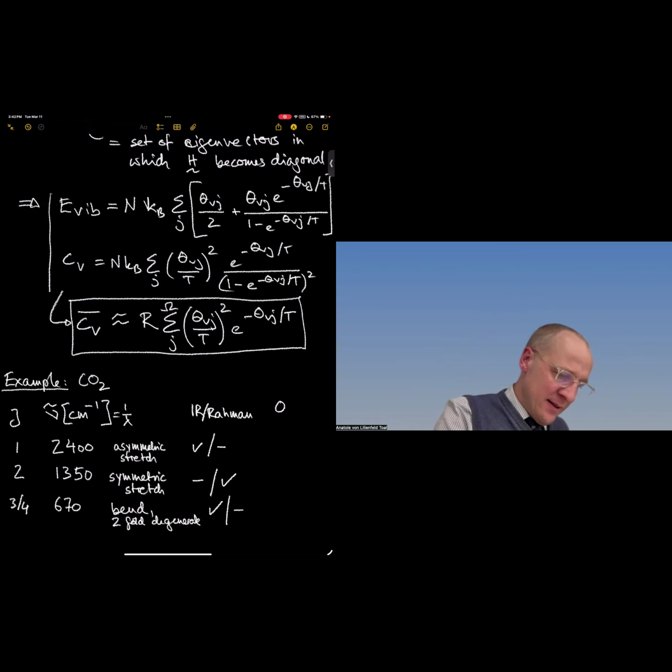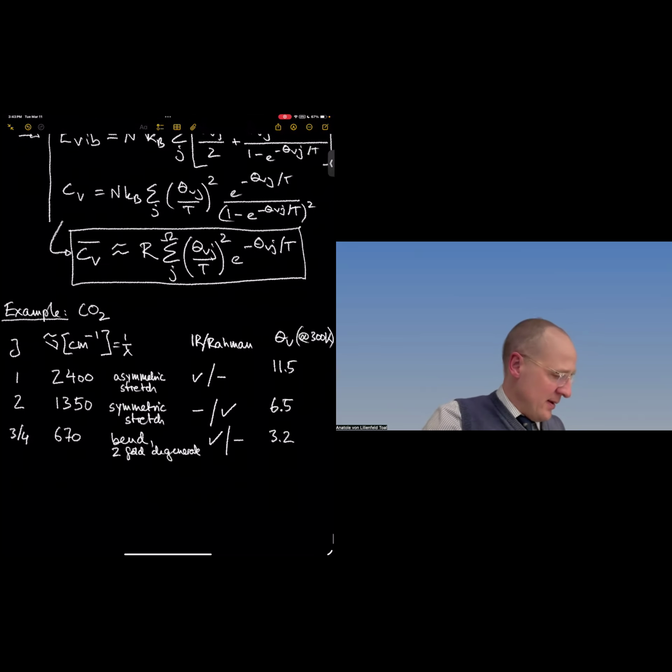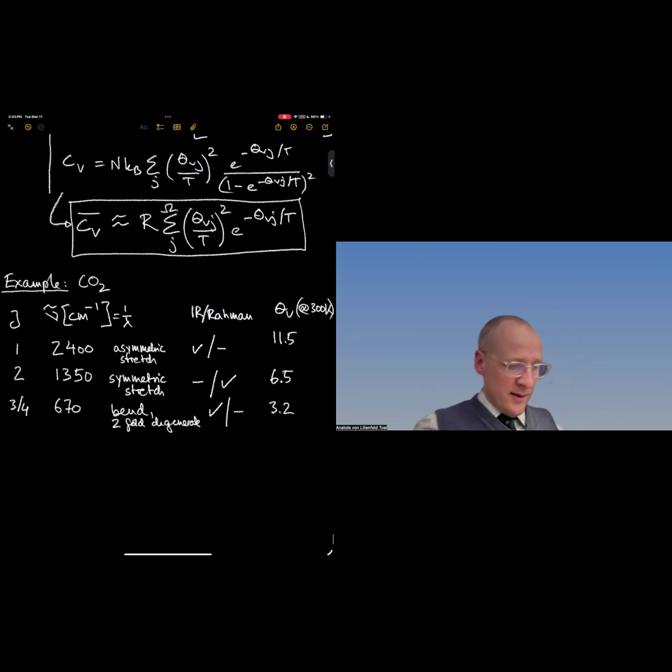Now, the characteristic temperature is 11.5 for the top one, 6.5 for the symmetric stretch, and 3.2 for the lowest one. And that is at 300 Kelvin. So these are things you could find in those measurements, right? Or from your DFT calculations.